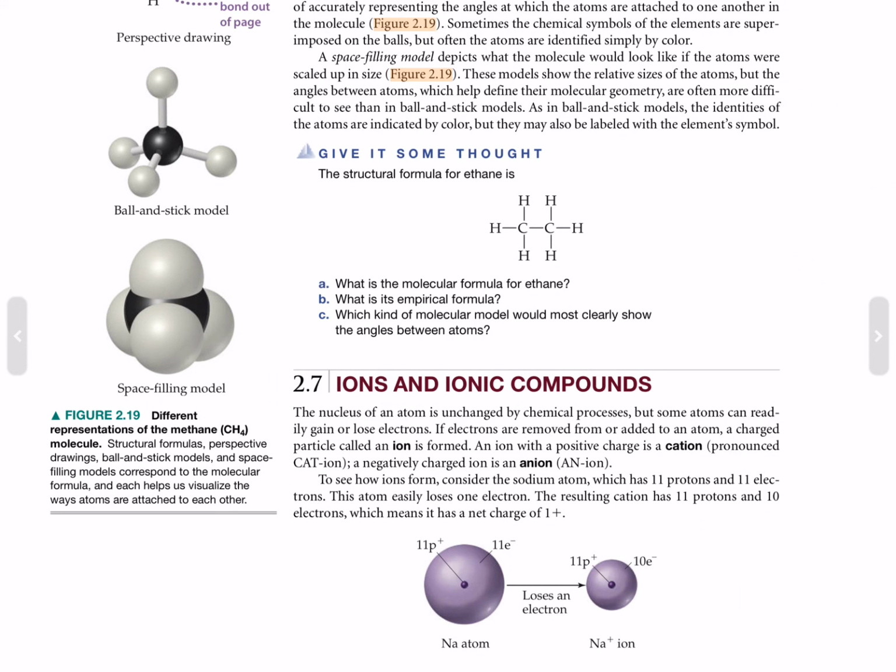A negatively charged ion is an anion. To see how ions form, consider the sodium atom, which has 11 protons and 11 electrons. The atom easily loses one electron. The resulting cation has 11 protons and 10 electrons, which means it has a net charge of positive 1.